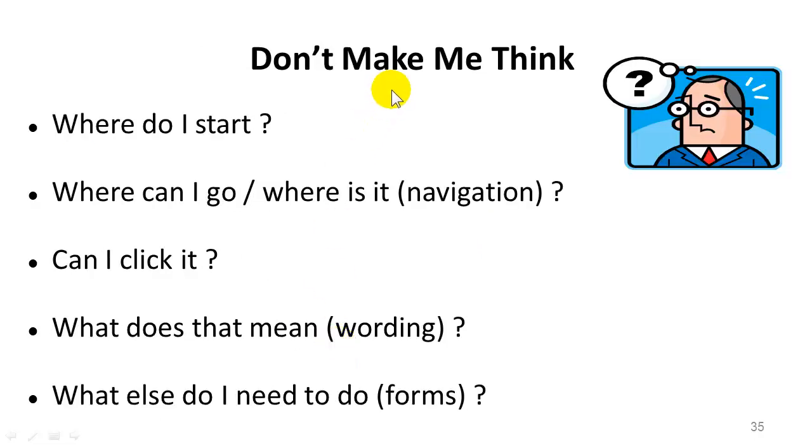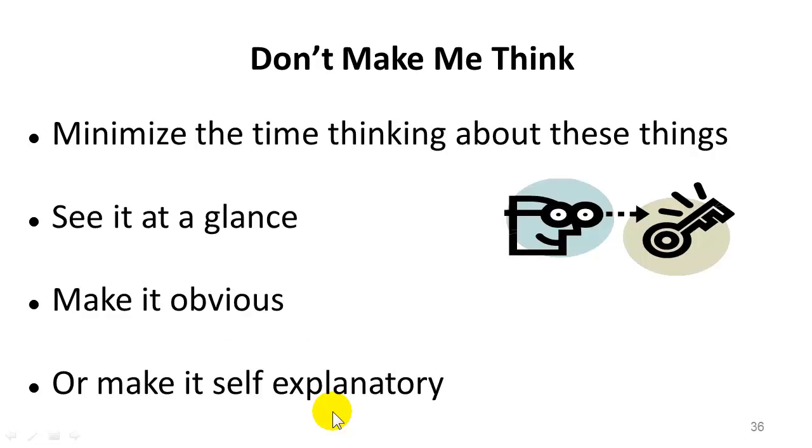The first step in developing user-centered content is don't make the user think. The user shouldn't have to say, where do I start? Where can I go? Where is something? Is it clickable? What does something mean? What else do I have to do? The user shouldn't have to think. It should be obvious. We should minimize the time spent thinking as much as possible. It should be obvious at a glance, or it should be self-explanatory.